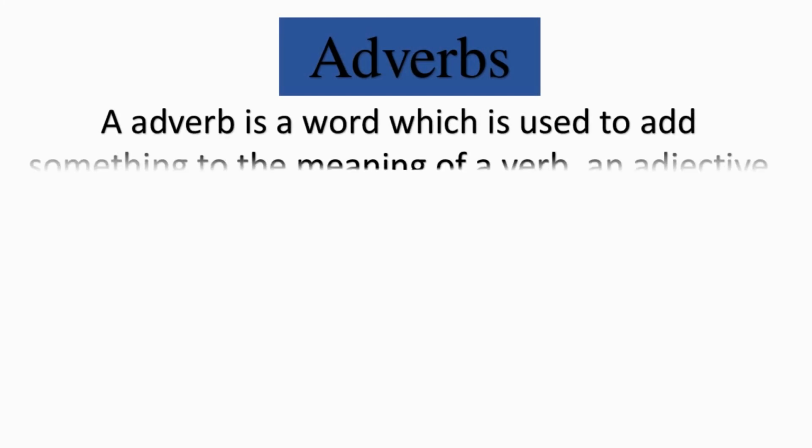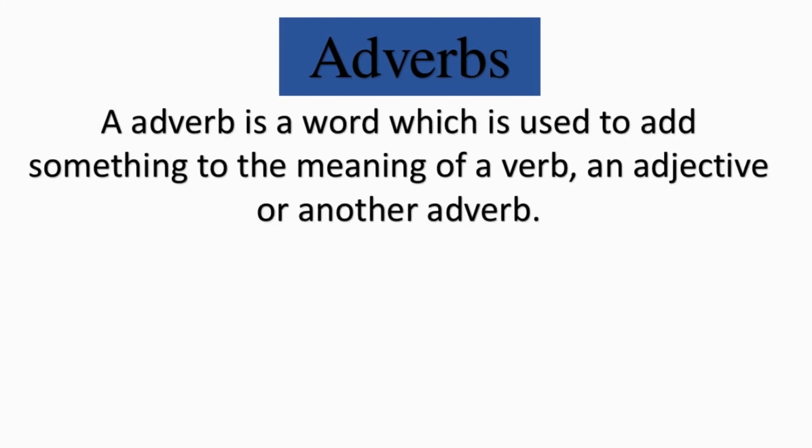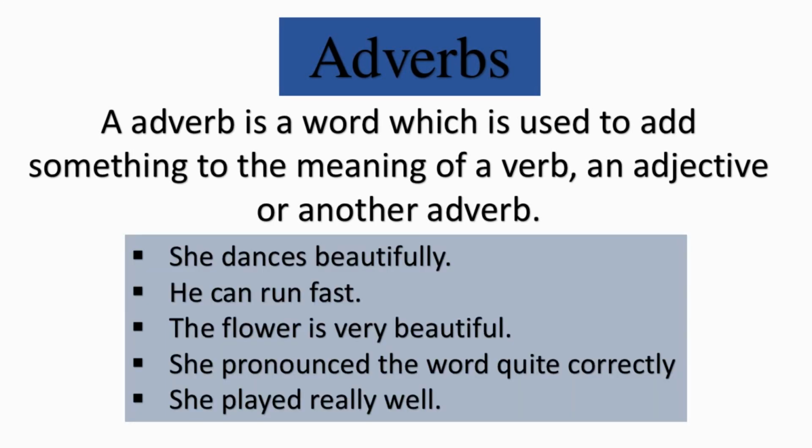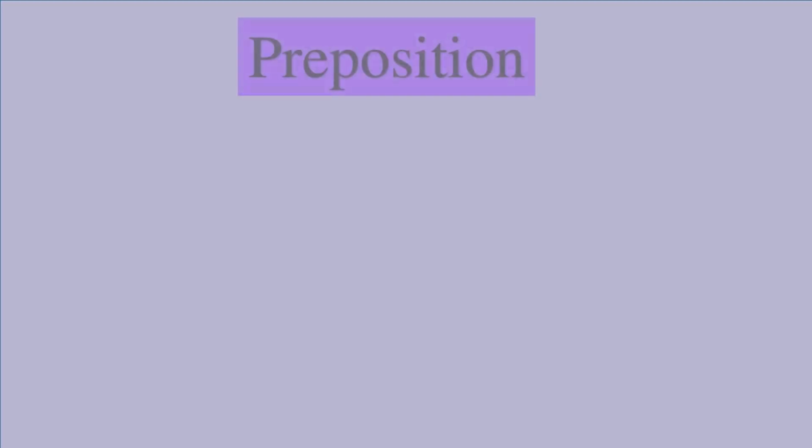Adverbs. An adverb is a word which is used to add something to the meaning of a verb, an adjective, or another adverb. Example sentences: She dances beautifully. He can run fast. The flower is very beautiful. She pronounced the word quite correctly. She played really well. In these sentences, the underlined words are the adverbs.